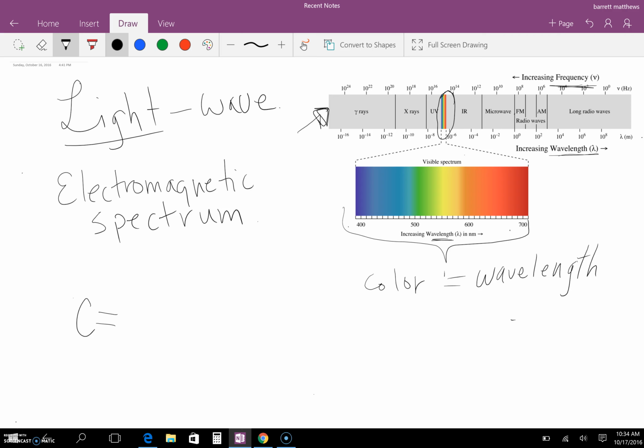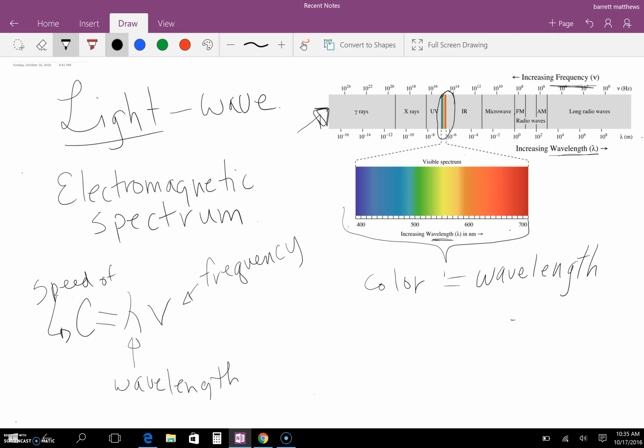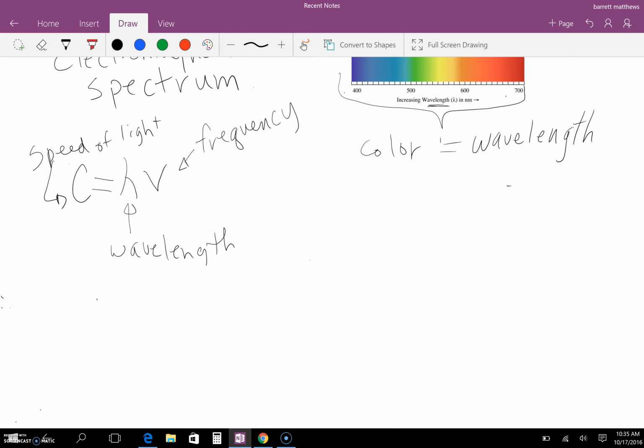So we see that every wavelength has a frequency, and that can be seen by the equation C equals lambda V, where lambda here is the wavelength and V here is the frequency, and C is the speed of light, which never changes. So what is frequency and what is wavelength?